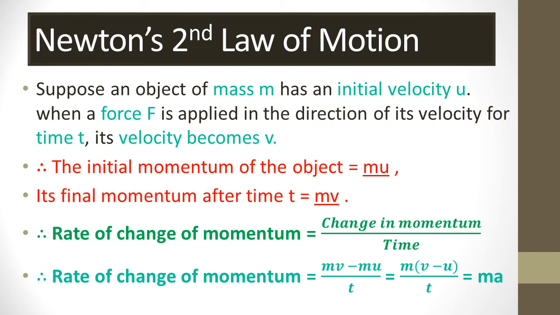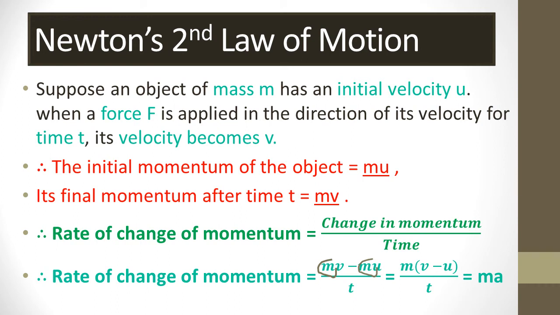Now in the next step, students, if you observe, here m is there and here m, so we can take this m as common, and in the next step we get m into bracket v minus u upon t. This is equal to ma.